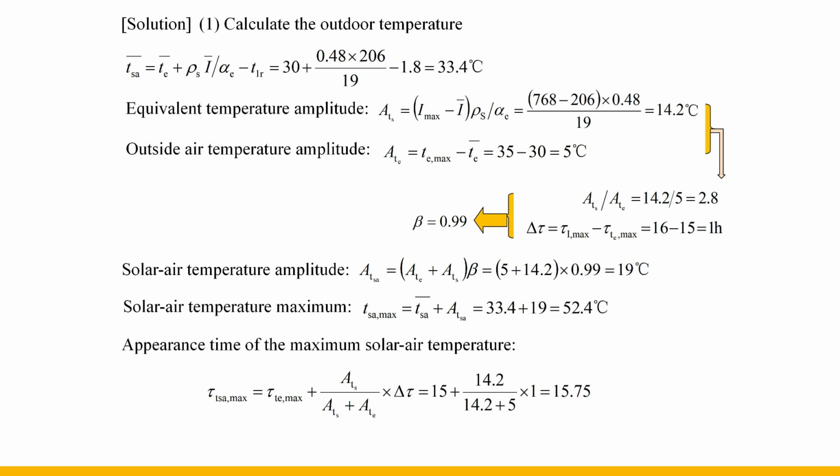It can be seen from the calculation results that solar radiation has a greater influence on indoor overheating. The formula for calculating the time when the maximum solar air temperature appears is not introduced here, and the result is equal to 15.75. That is a quarter to 16.